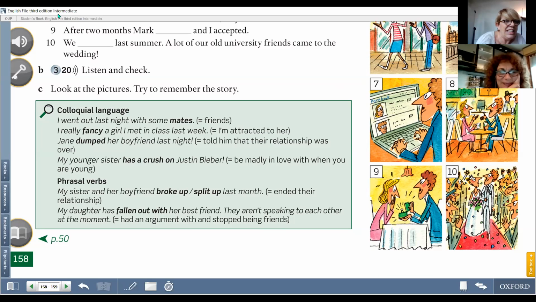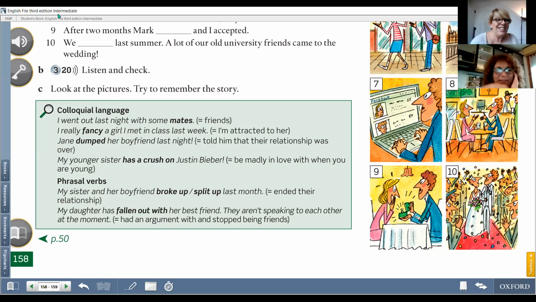Jane dumped her boyfriend last night. Equal, told him that their relationship was over. I dumped you. I put you in the dustbin. And we say in Italian scaricare. Yes. That is more or less the same.